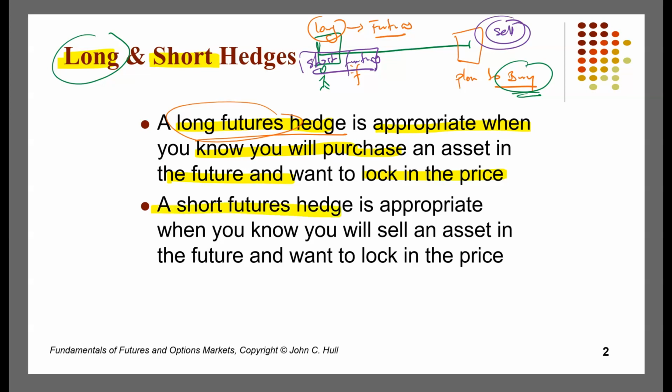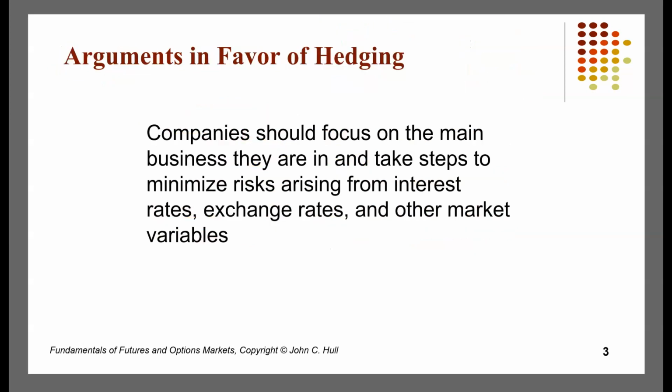So a short futures hedge is appropriate when you know you will sell an asset, or the underlying asset in this case, in the future, and you want to lock in the price today. That is the uncertainty that you want to hedge against. That uncertainty is with respect to the price of the underlying, and that's the risk that you want to minimize. That's why you would engage in this hedge.